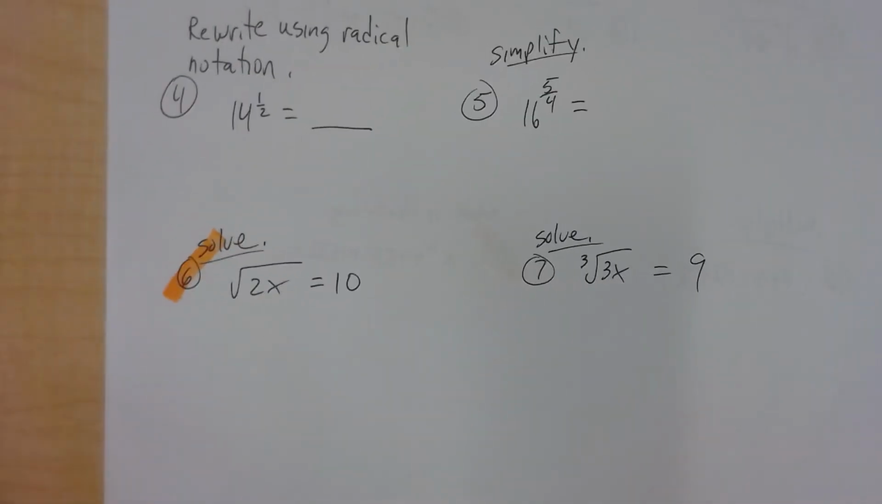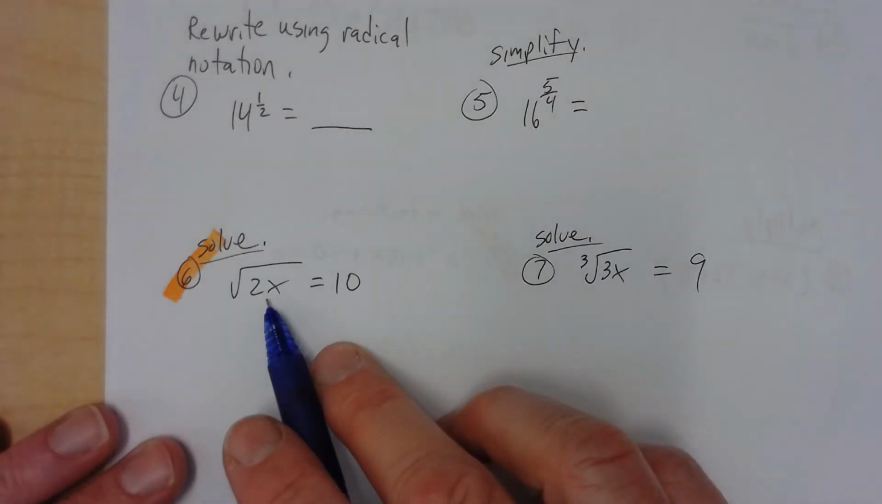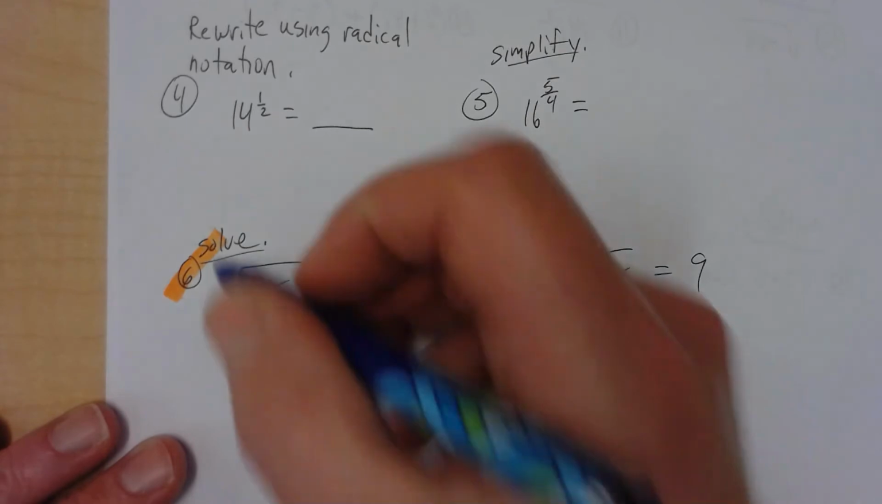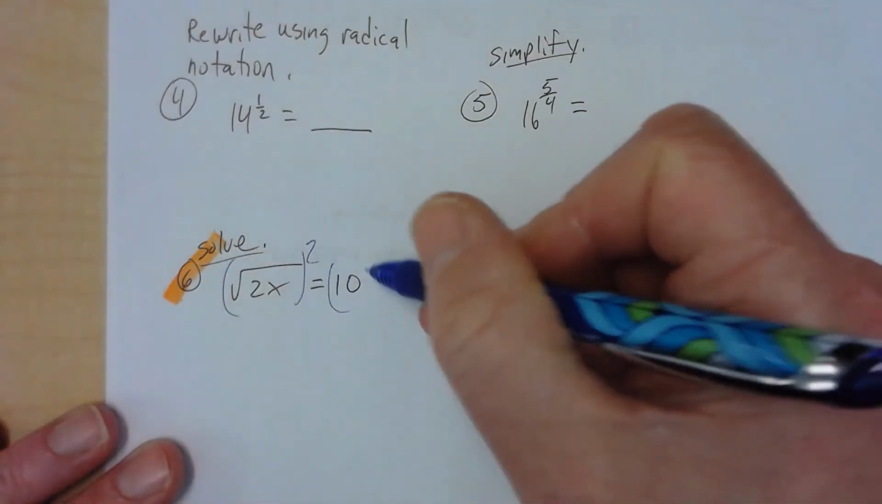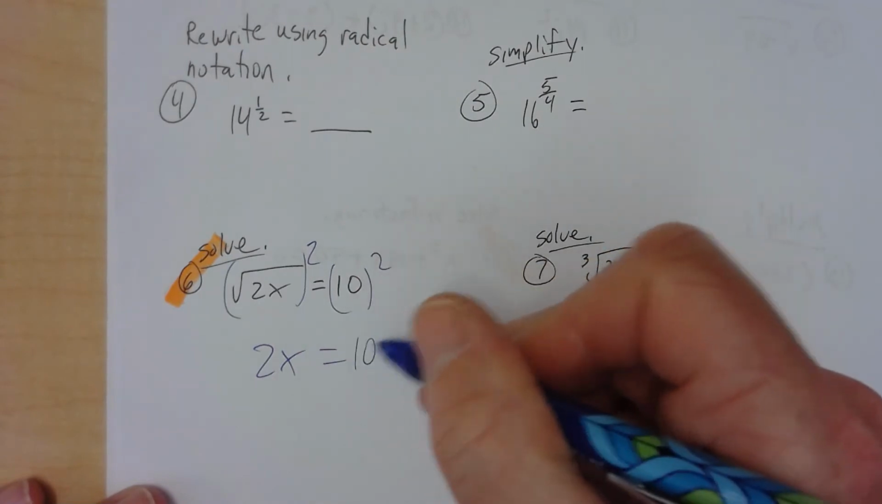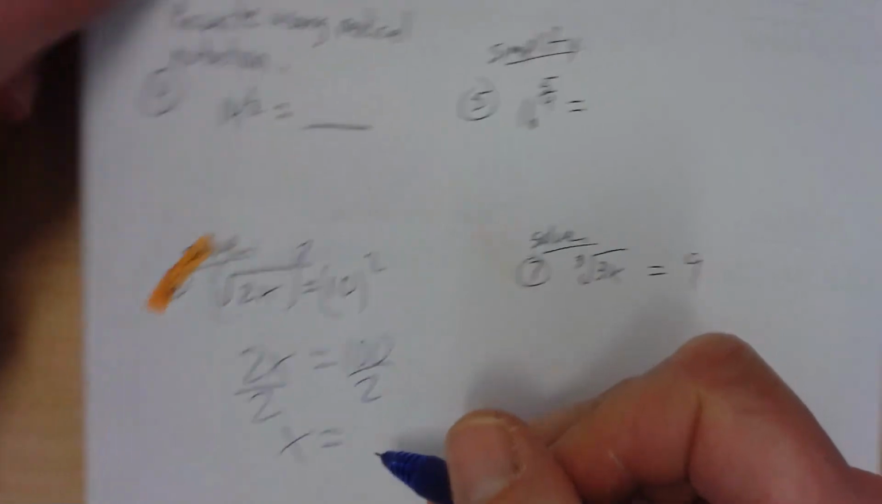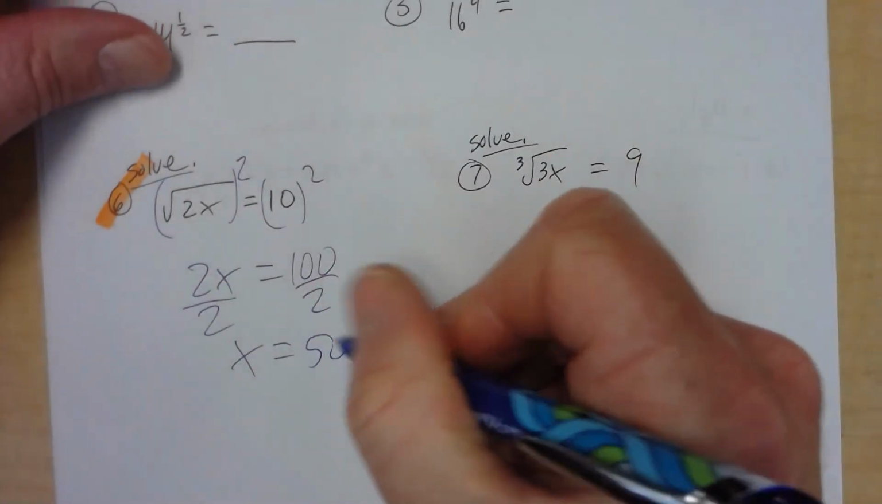When you solve these, you have to isolate the radical, which is isolated. So you just do the opposite power. So we square each side, it'll be the opposite of square rooting. And obviously not 20, it's 100. Then we can do regular algebra and divide. And of course the answer is 50.